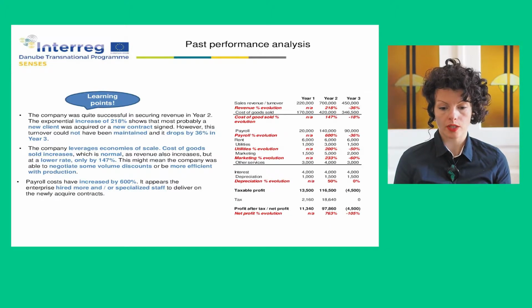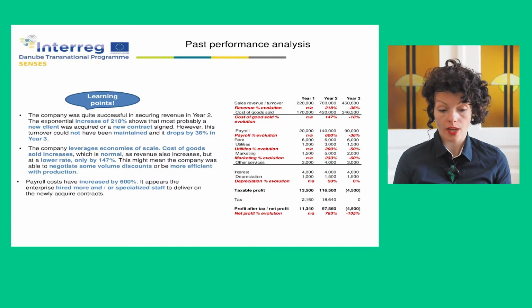We have a few learning points. The company was quite successful in securing revenue in year 2. The exponential increase of 218% shows that most probably a new client was acquired or a new contract signed. However, this turnover could not have been maintained and it drops by 36% in year 3.